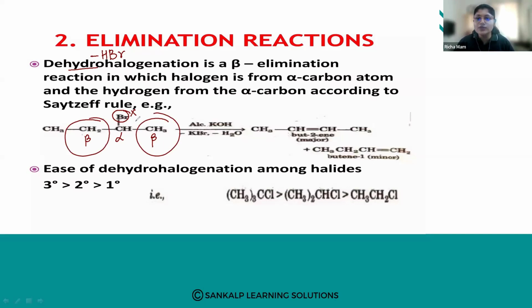This follows one rule, which is called the Saytzeff rule. What is the name of the rule? It is the Saytzeff rule. So it will follow the Saytzeff rule. Let us see what the Saytzeff rule is.